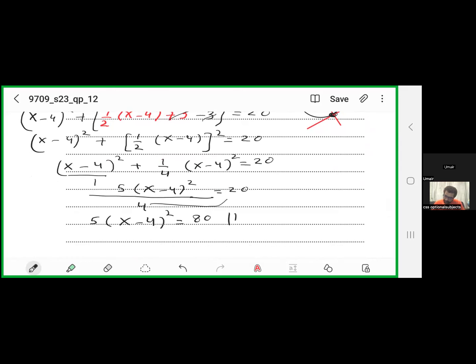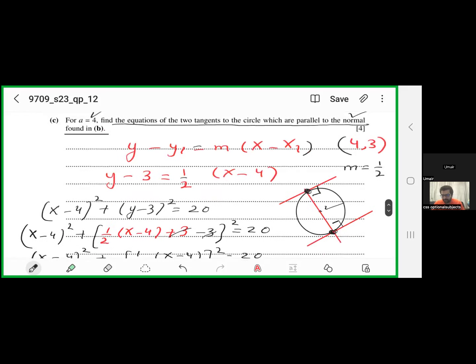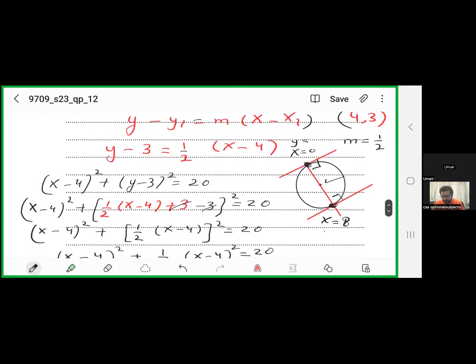From here, (x − 4)² is equal to 80 over 5, which is 16. Take the square root: x − 4 is equal to plus or minus 4. So from here, x is equal to 0 and x is equal to 8. If x is equal to 0, we can find y at this point of intersection, and if x is equal to 8, we find y for that point of intersection, and then we can find the equation of these two tangents.